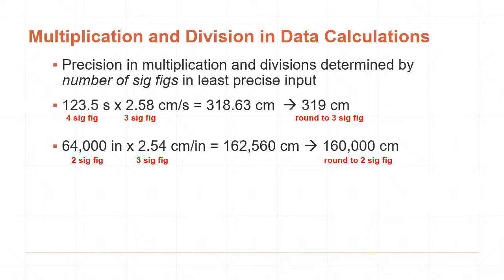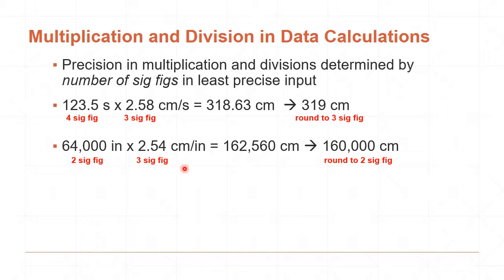When I multiply those two together on my calculator, I get 162,560. I know that the units are centimeters because the inches in the bottom here cancel the inches here. But this calculated result can't be right. I have to round it.